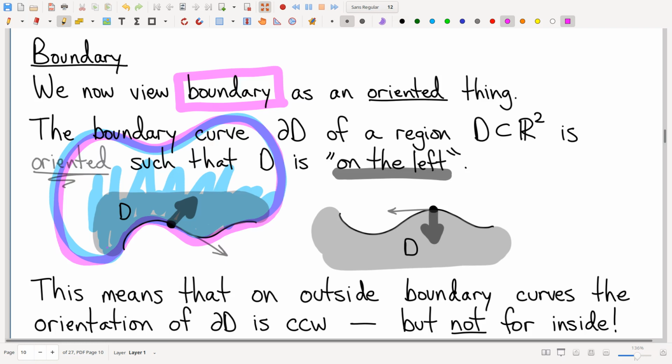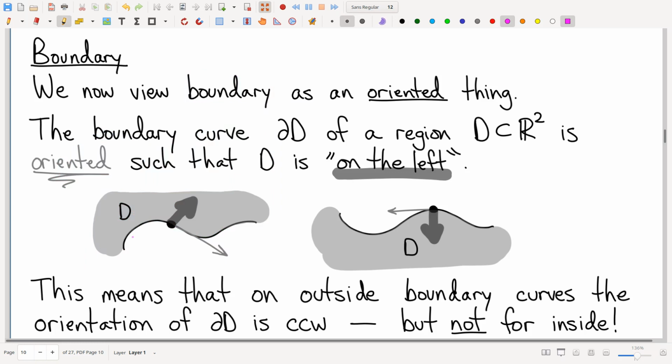Henceforth, the word boundary is a loaded word. The word boundary now no longer just means the border. The boundary is now an oriented thing. The boundary now has a direction. The direction of the boundary is specifically that way, specifically not the other way. Okay, so that's a little bit of a weird idea to think of boundary as an oriented thing. We don't do such a thing anywhere you've seen previously, I would bet.